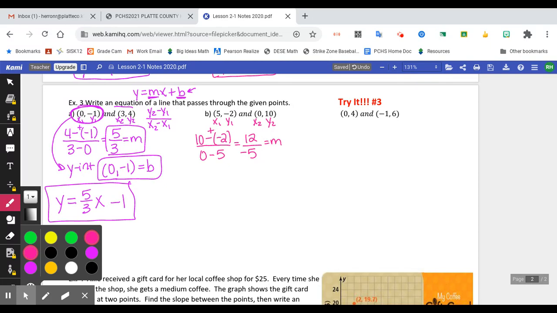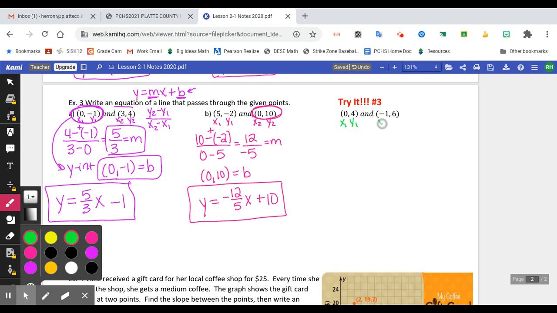My intercept is on this side. It always has the 0 in the x spot. So 0, 10 would be my y-intercept or my b. And I'm ready to write my equation. Y equals negative 12/5 x plus 10. Okay, so again, pause the screen and do one on your own.